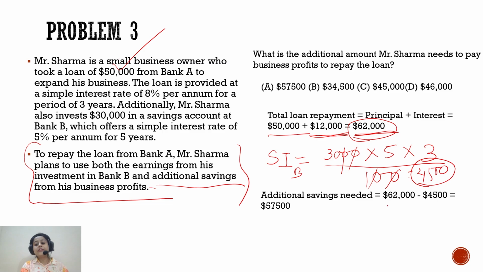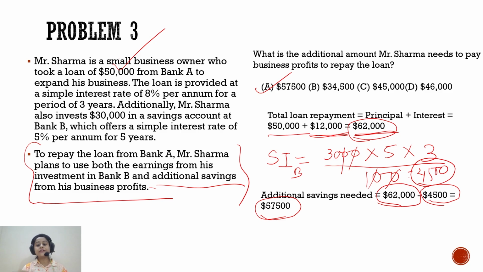Right? So he has to pay back bank A 62,000, and he will only have 4,500 as earnings from bank B. The rest, 57,500, he has to pay out of his business. So that is the answer. Option A is the answer to this question.